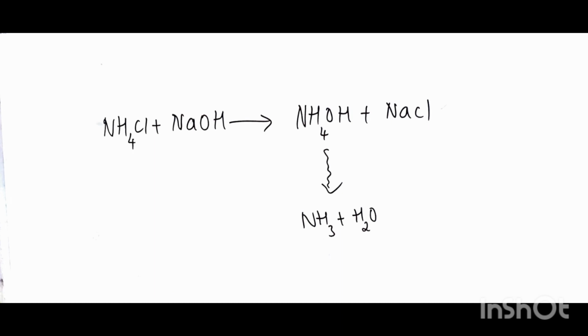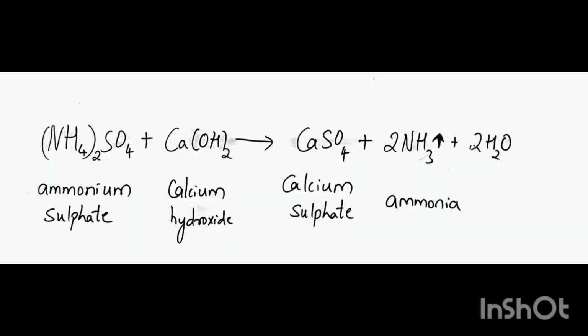So overall we write the reaction in this way. You can also see another example. Ammonium sulfate reacts with calcium hydroxide, which is a base, to form calcium sulfate, which is a salt, ammonia and water. These are all the examples of reaction of bases with ammonium salt.